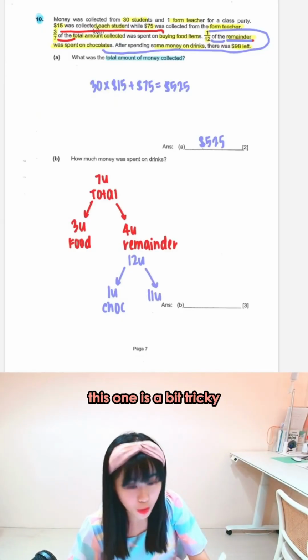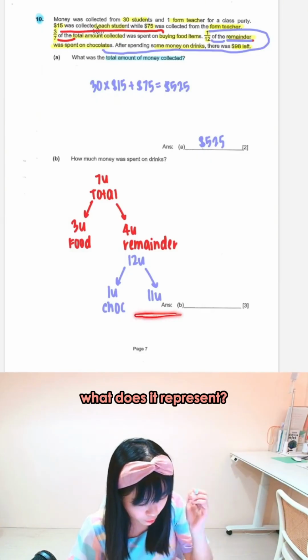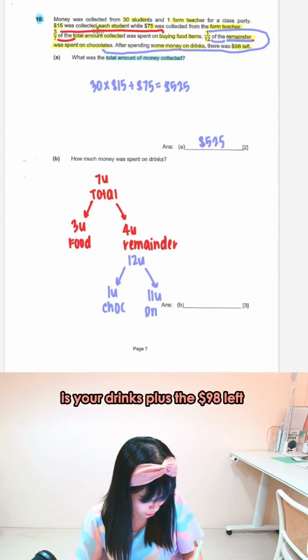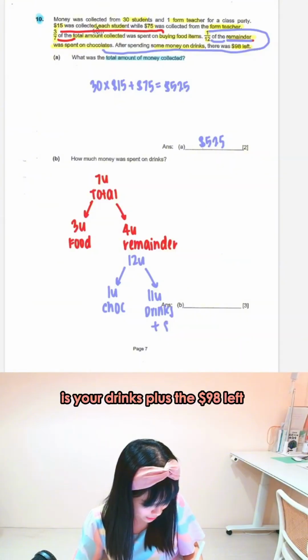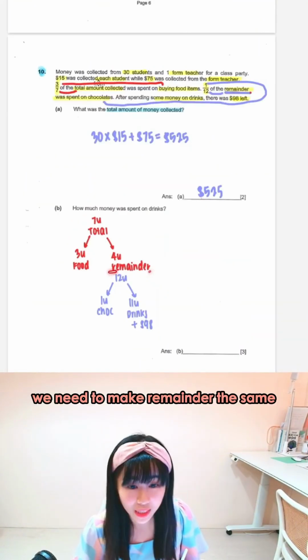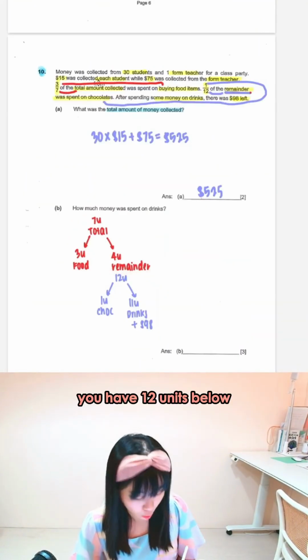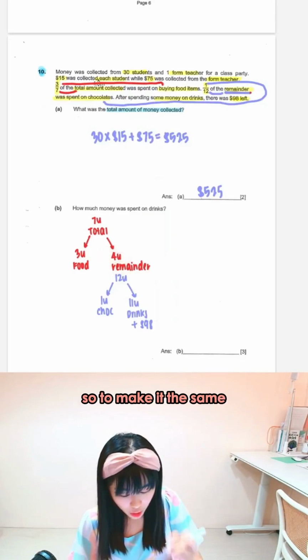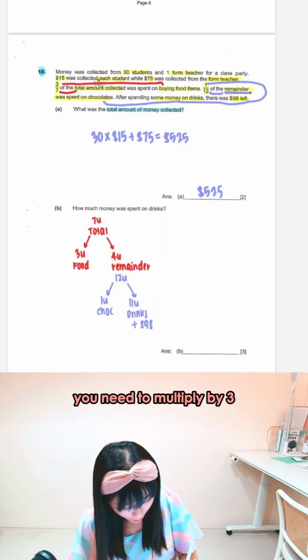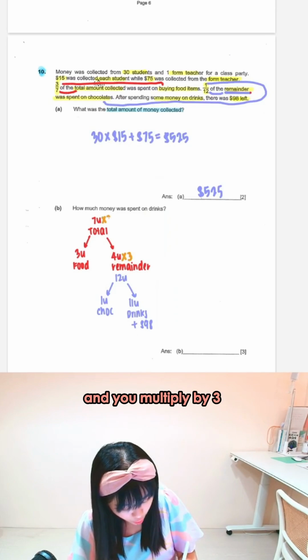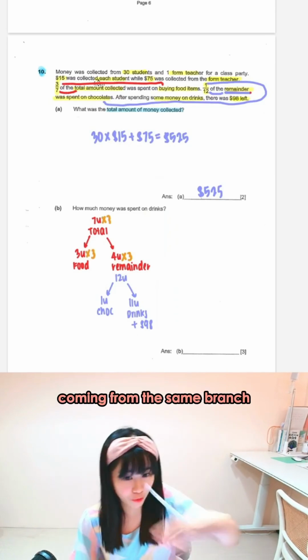Okay, this one is a bit tricky. Y'all tell me, 11 units, what does it represent? It's your drinks plus the $98 left. We need to make the remainder the same. You have 12 units below, but you have 4 units on top, right? So to make it the same, you need to multiply by 3. And you multiply by 3 to all the numbers coming from the same branch.